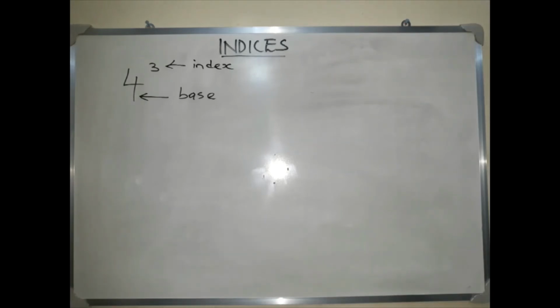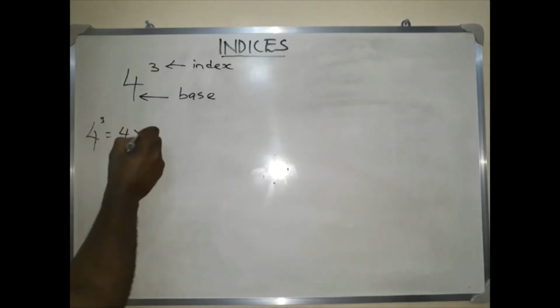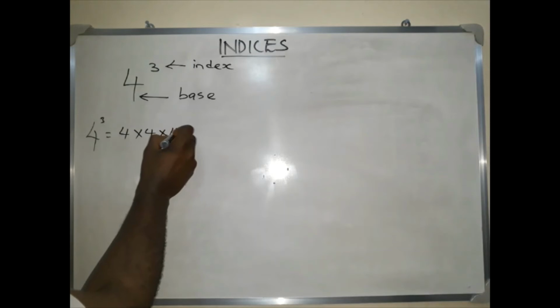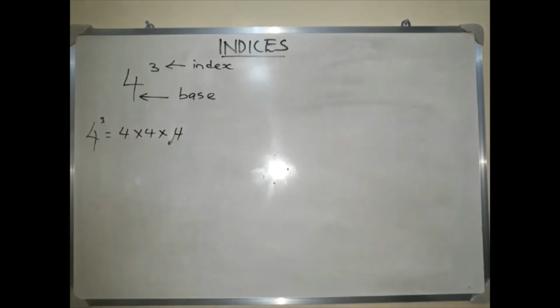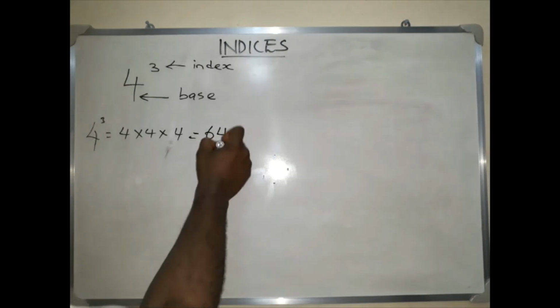So what we have on the board can be read as 4 raised to power 3, which is 4 times 4 times 4, which is equal to 64.